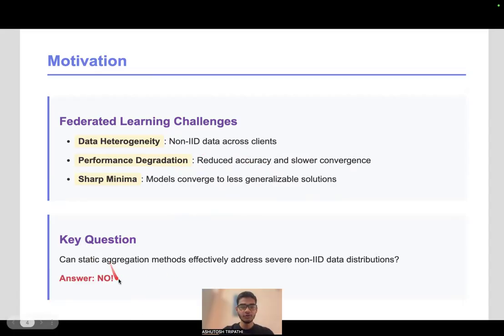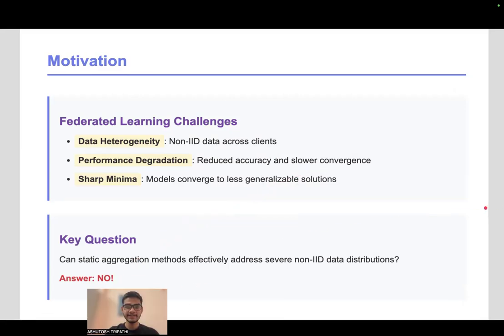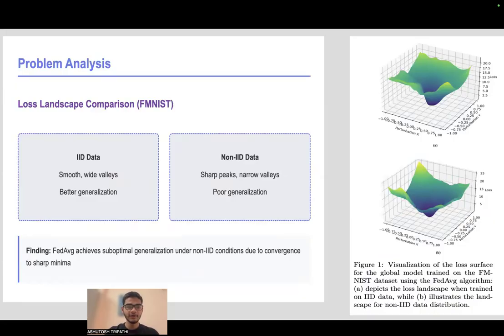So we ask a key question to ourselves: can static aggregation methods, the way we have discussed in the previous slide, effectively address this severe non-IID data distribution which is causing these issues? So the answer is a big no. We will see why it's a big no.